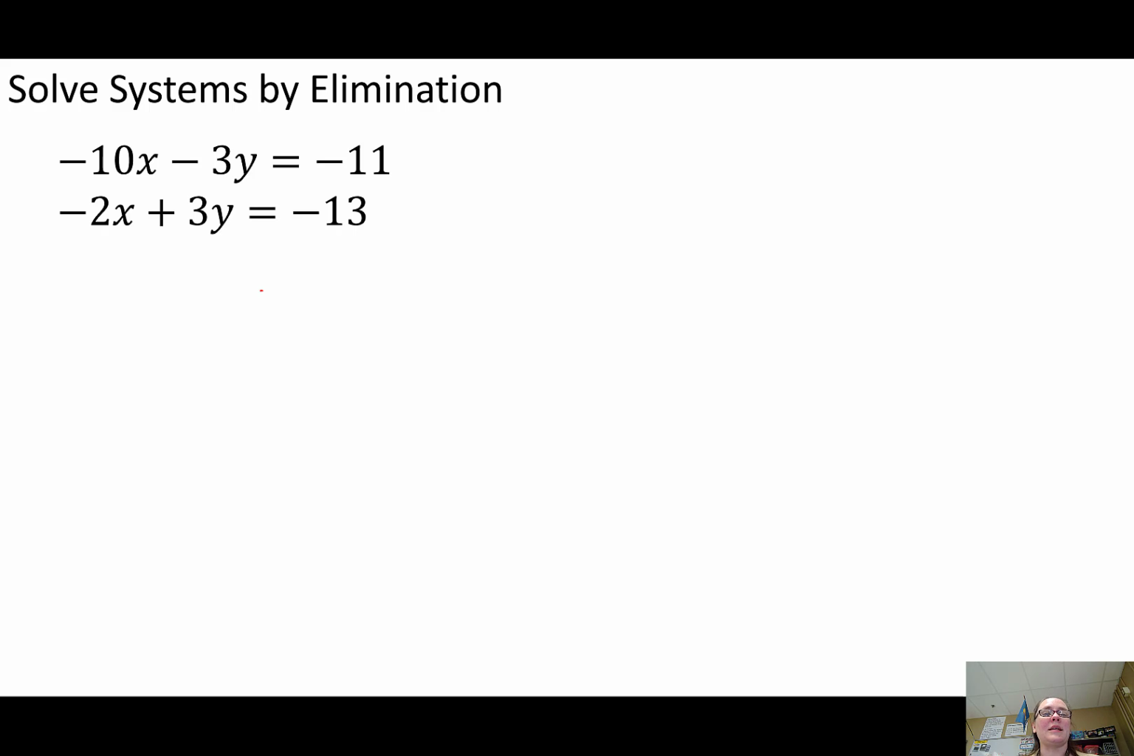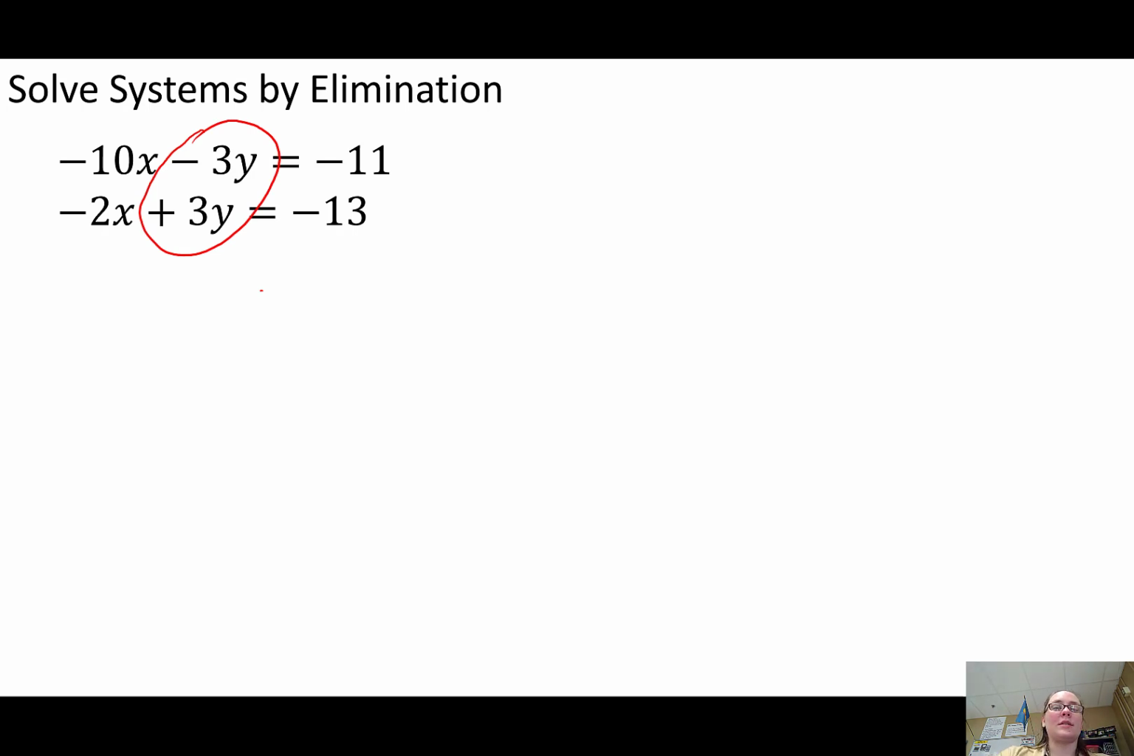I've got 10x minus 3y equals negative 11, and negative 2x plus 3y equals negative 13. So looking for the one that has the same coefficient, which in this case would be my y's. Do the y's have the same sign or are they opposites?